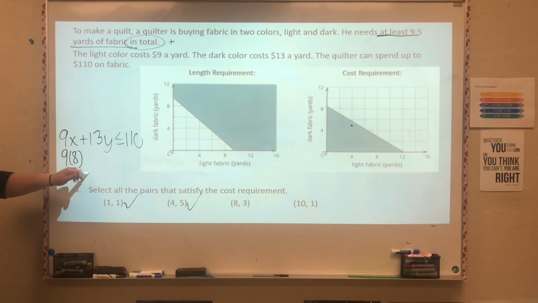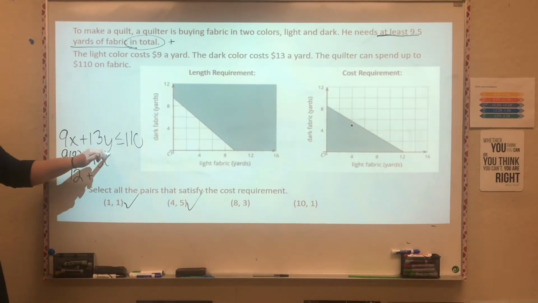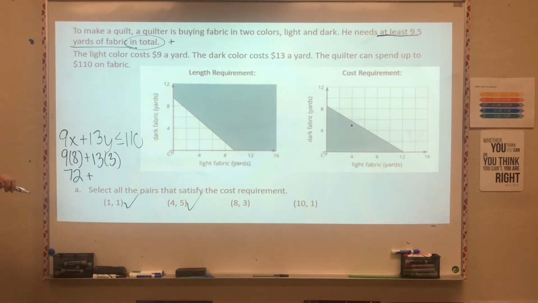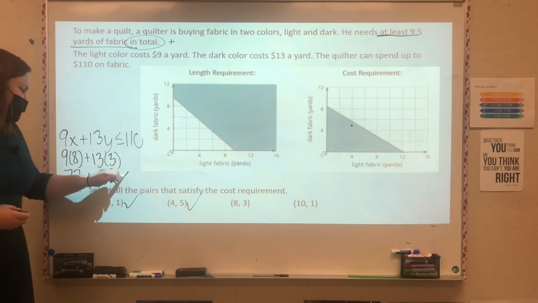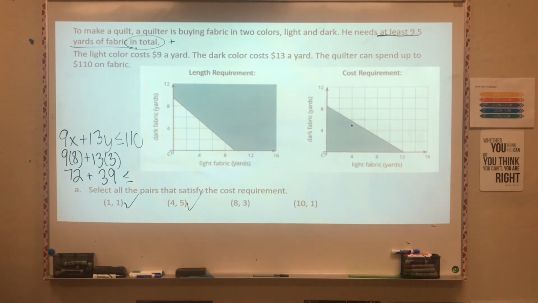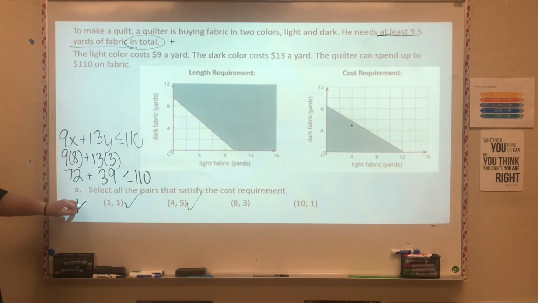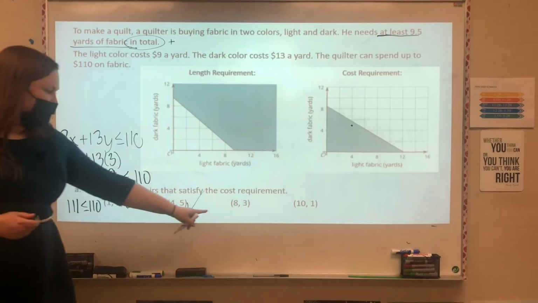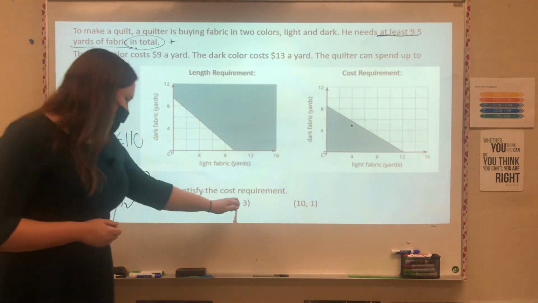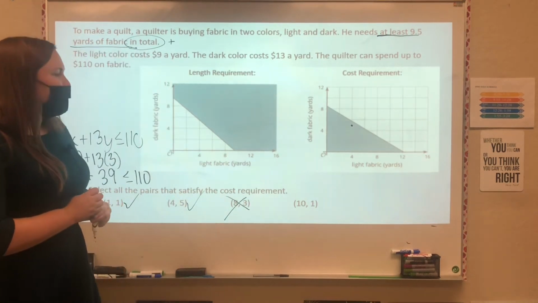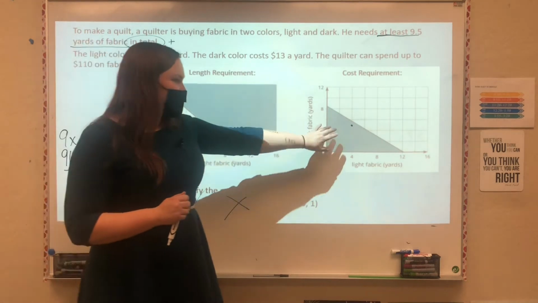And then 13 times 3 is 39. So, well, no, so it would be 111. So we would get 111. Is that less than or equal to 110? It is greater than 110. So what's that mean about this point? It is not correct. Good.